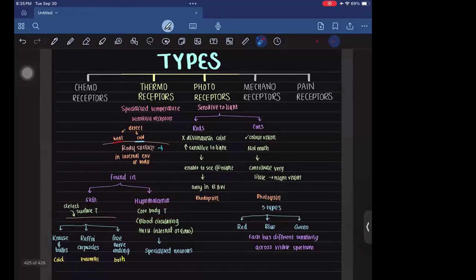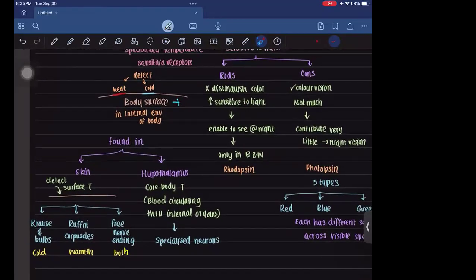So if you take a look at the thermoreceptors on your skin, there are three types: Krause end bulbs, Ruffini corpuscles, and free nerve endings. Krause end bulbs will be detecting the cold on your body surface. Ruffini corpuscles will be detecting warmth on your body surface. Free nerve endings will be detecting both cold as well as warmth. So one trick to remember which one is going to detect the cold and warmth is now Krause end bulbs and cold. Krause and cold, they both start with the same 'C' sound, right? So you can remember something like that. So that's how I remembered. So then Ruffini corpuscles will be detecting the warmth, and free nerve endings, they have the ability to detect both.